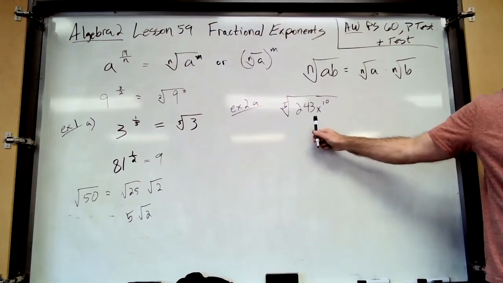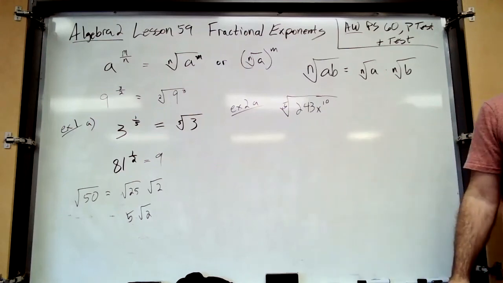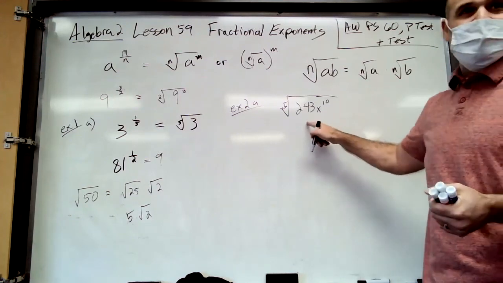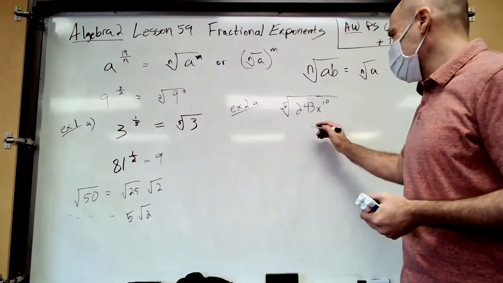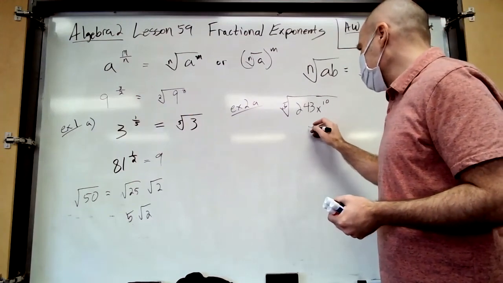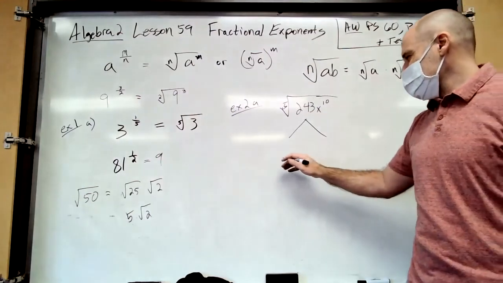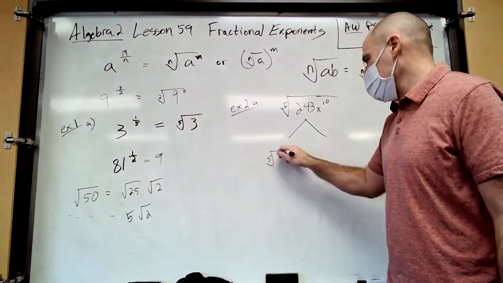So 32 doesn't go in there, but let's try 3. What's 3 to the 5th power? Let's see. 3 to the 4th is 81. So 81 times 3. Hey, 243. So this is actually a 5th power. Okay? So we can write it like this. We can separate it. You know how we do it like this sometimes? So this is like the 5th root of 243.